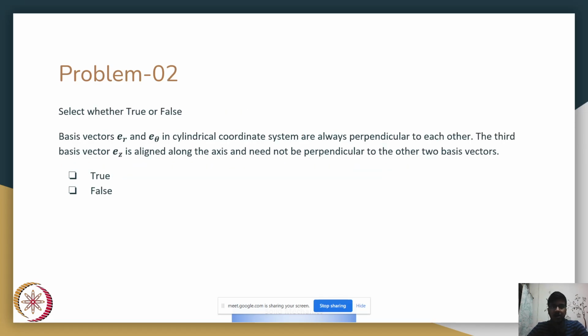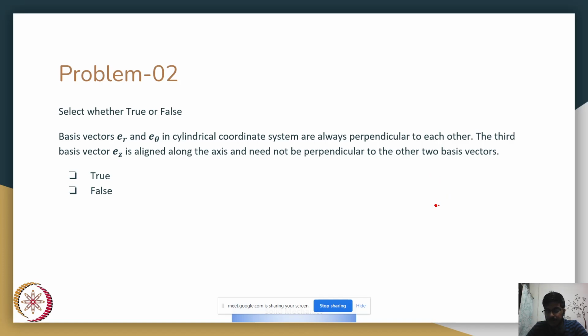Problem 2. Again, it is a true or false statement. Basis vectors ER and E theta in the cylindrical coordinate system are always perpendicular to each other. The third basis vector Ez is aligned along the axis and need not be perpendicular to the other two basis vectors. So, false. Correct.